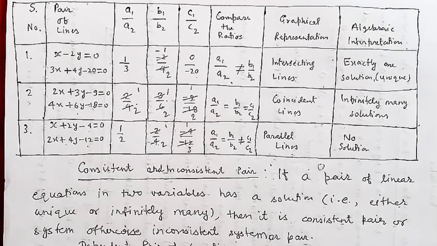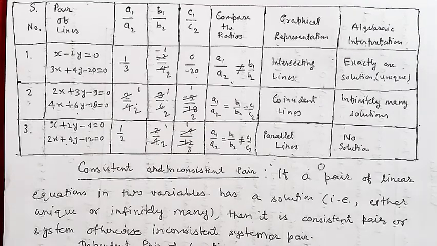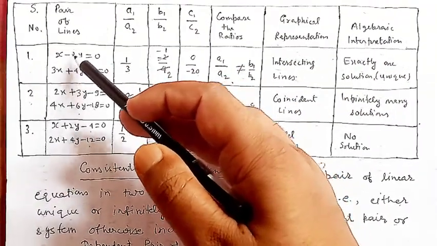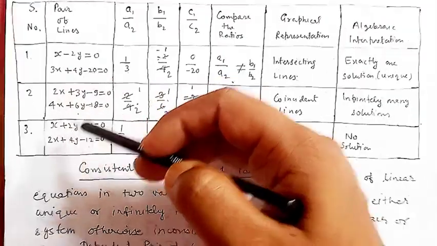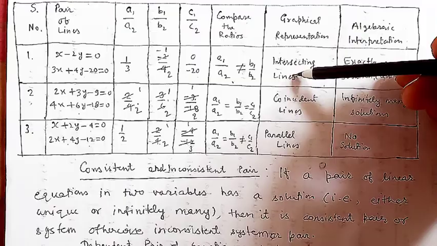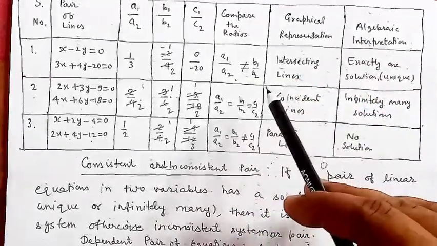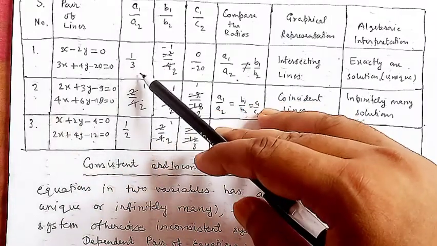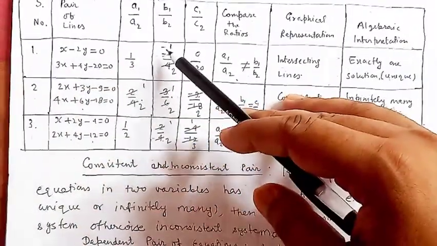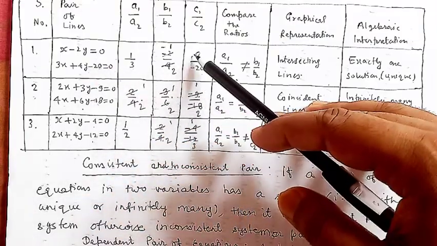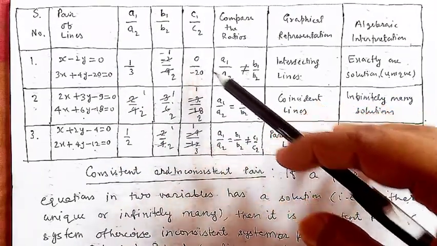In the previous section, we have studied how to draw the graph of such pairs. We have seen the graph of this pair is intersecting lines. Now compare the ratios. Here a1 by a2 is 1 by 3, b1 by b2 is minus 2 by 4 which is minus 1 by 2, c1 by c2 is 0 by minus 20 which is 0.